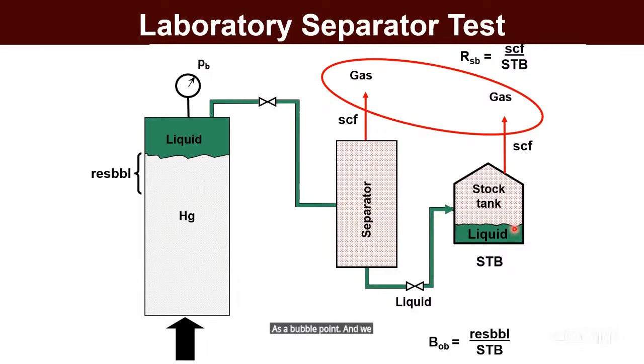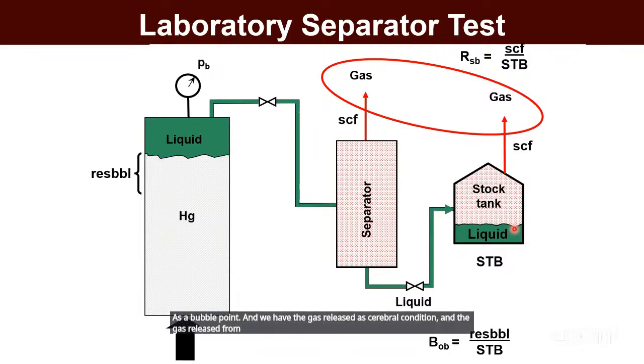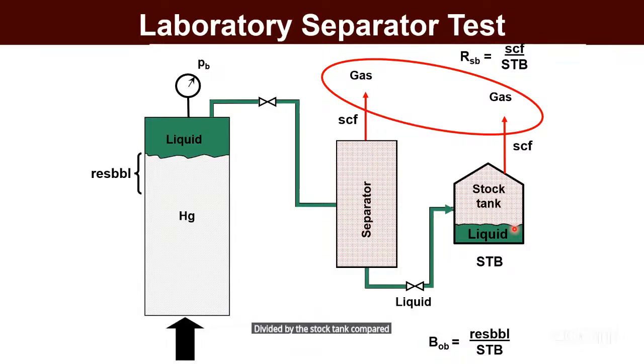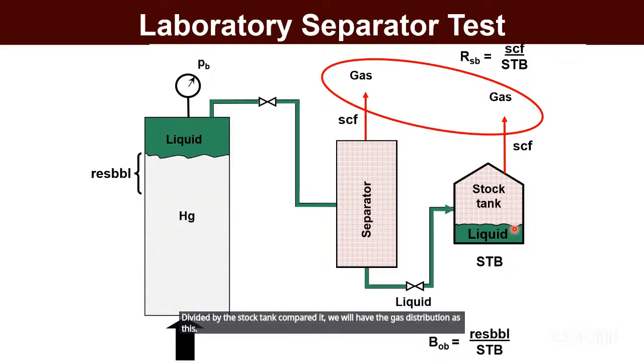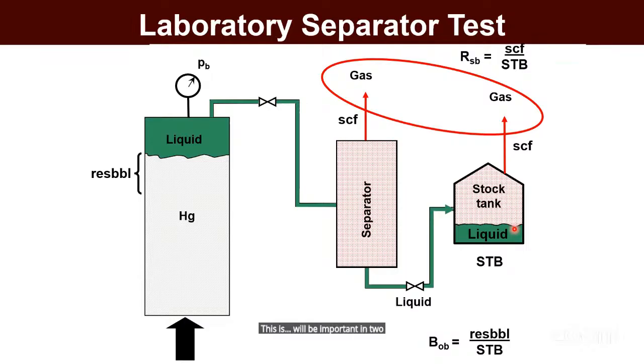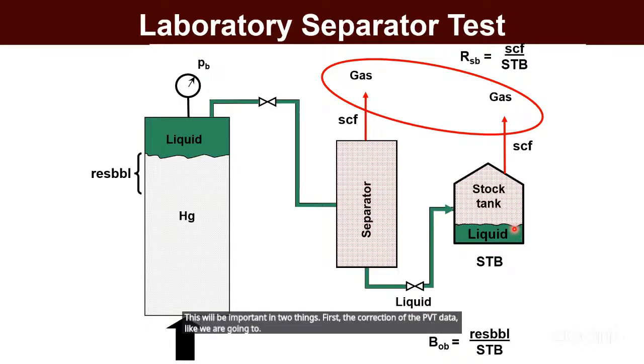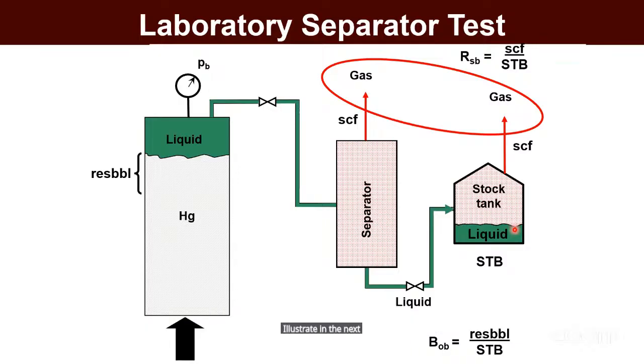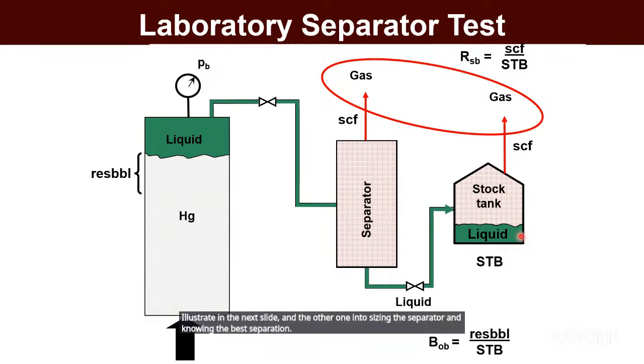And we have the gas released at separator conditions and the gas released at stock tank conditions. If we sum them and divide by the stock tank barrel, we will have the gas in solution, like this. This will be important in two things. First, the correction of the PVT data, like we are going to illustrate in the next slide, and the other one, sizing the separator and knowing the best separation conditions.